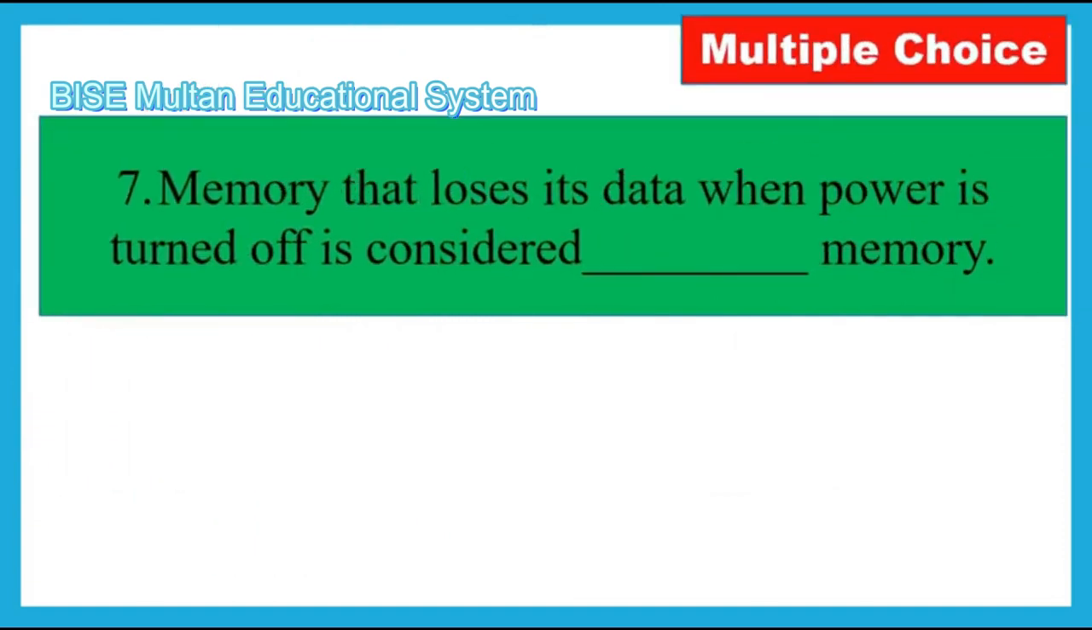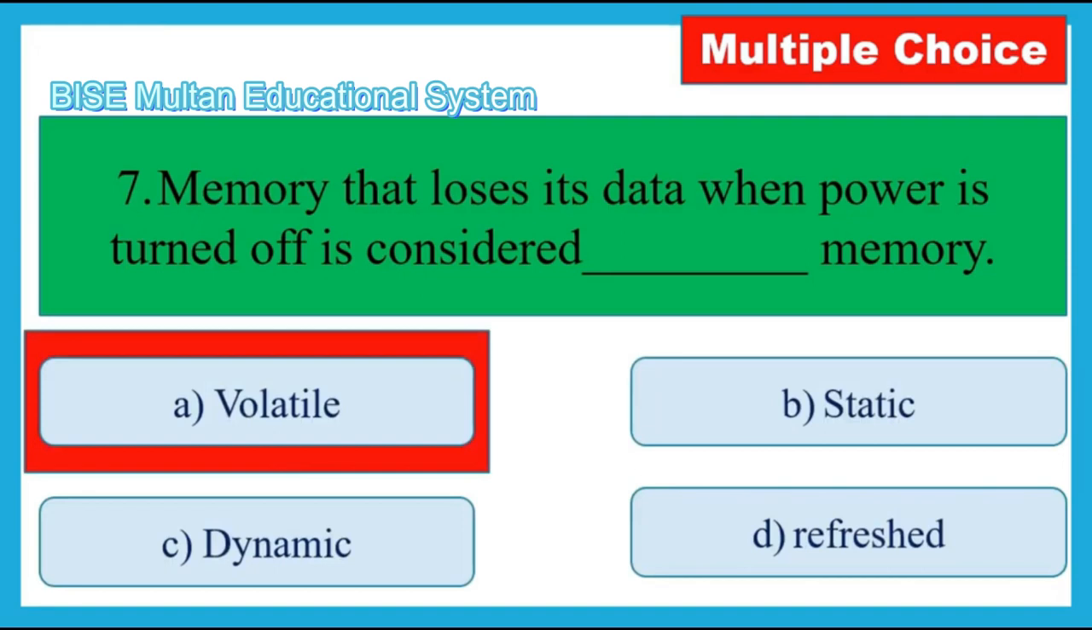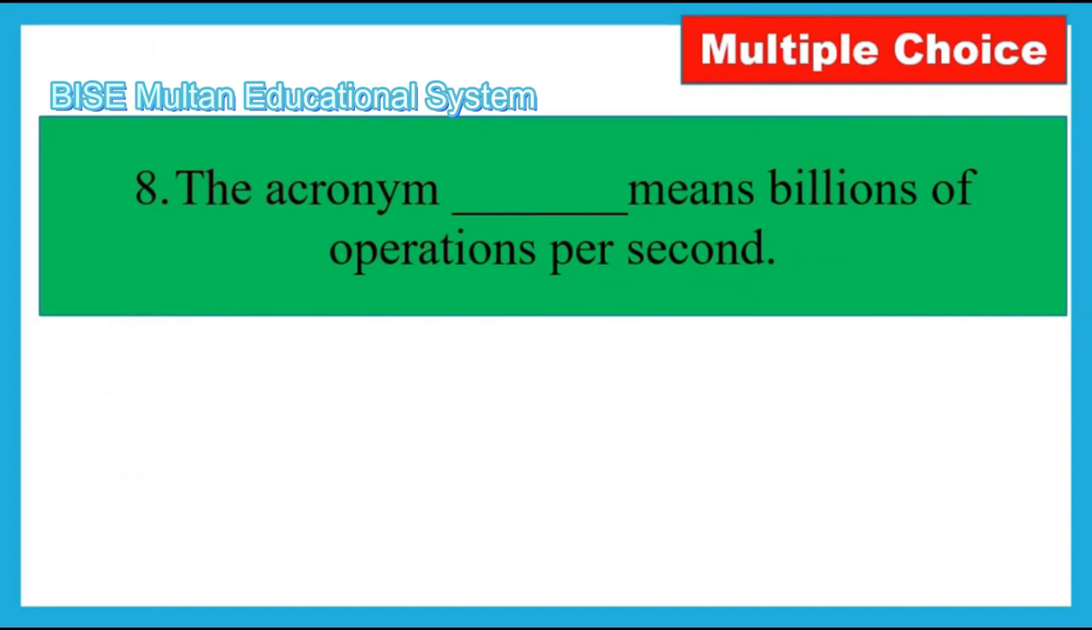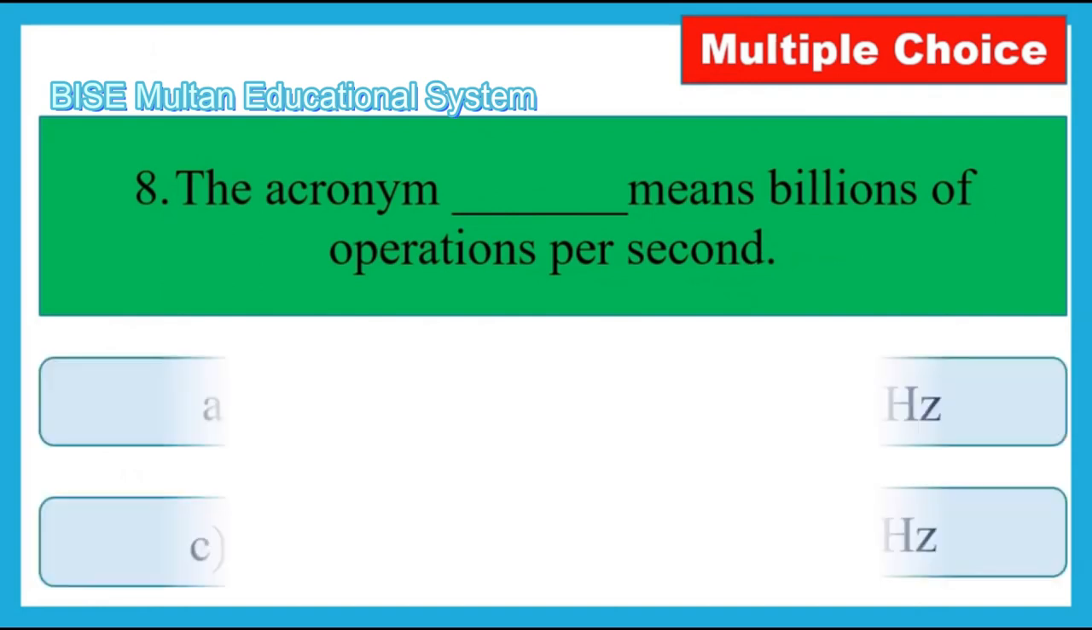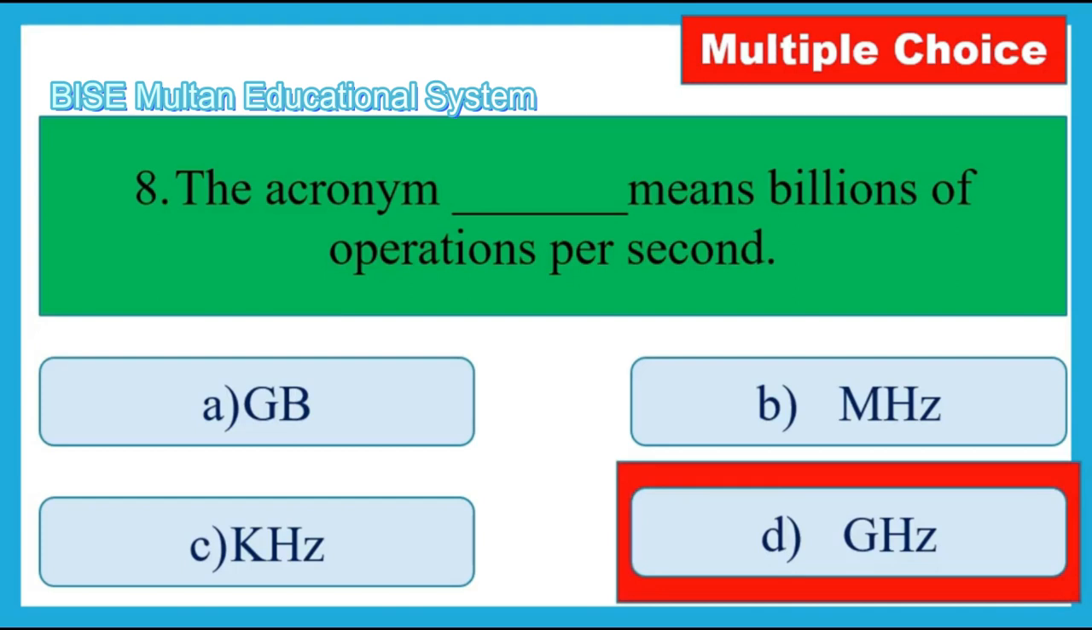Question number 7: Memory that loses its data when power is turned off is considered dash memory. The answer is volatile memory. Question number 8: The acronym dash means billions of operations per second. The answer is gigahertz.